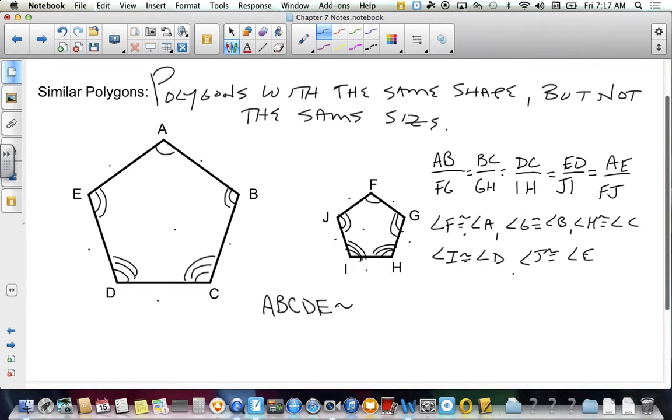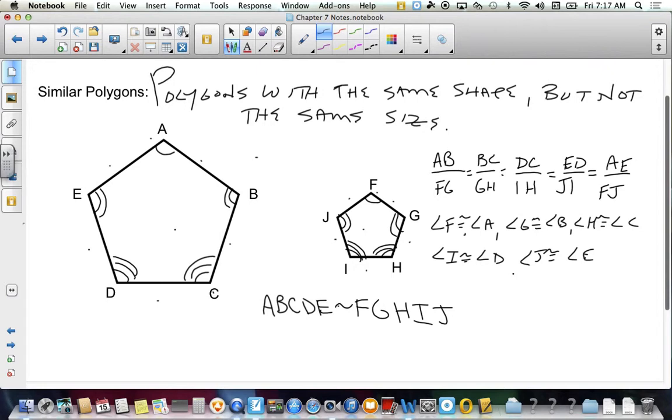So if I set these angles congruent to each other, I have to match the letters up. If F and A are congruent, that means if A comes first, then in the second one F has to come first. B and G, so G has to come second. C and H, so H has to come next. D and I is next. E and J would be last. So you have to make sure you line up the corresponding parts when you're naming these similar polygons. Okay? So that's that first part.